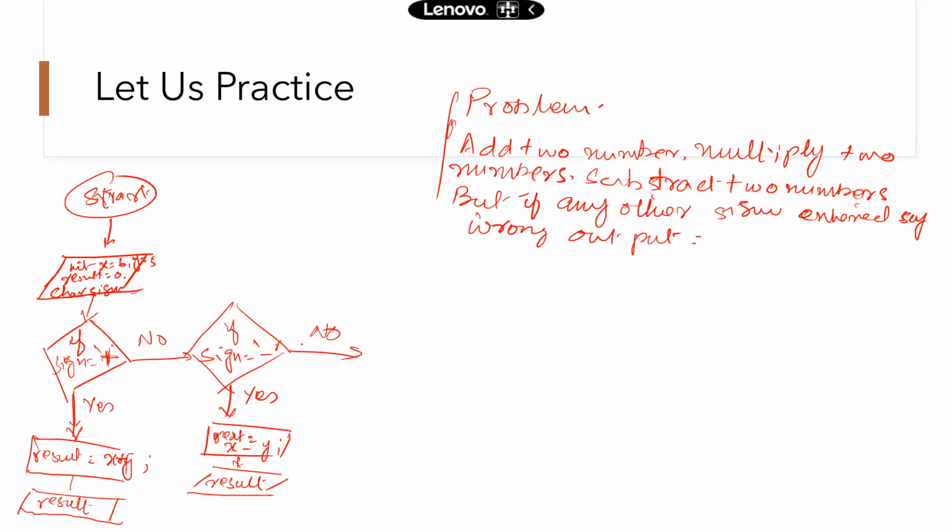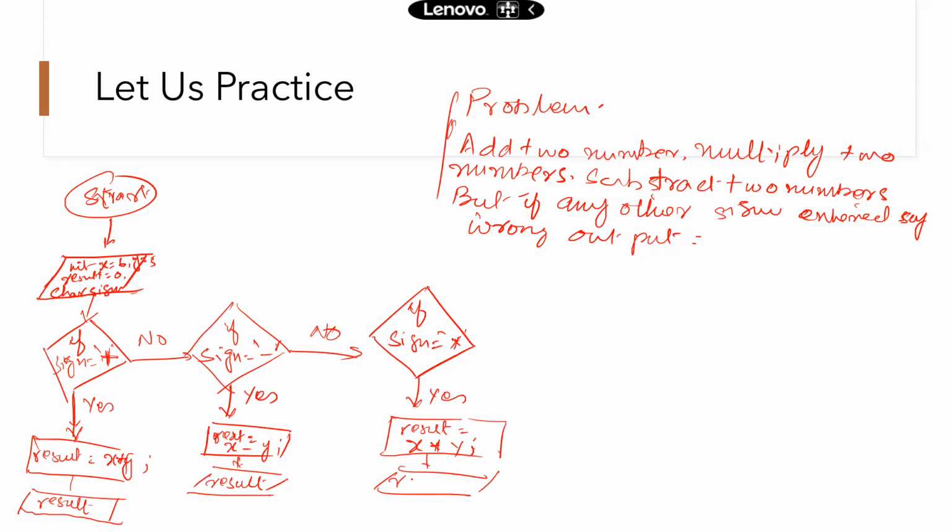But if it doesn't have a minus sign either, we check again to see if the sign equals a multiplication, which is arithmetic. And if it is a yes, it is going to process a result equals x multiplied by y and give an output of result. Okay. But what if it's a no as well?